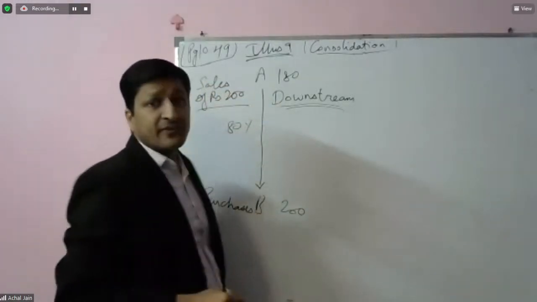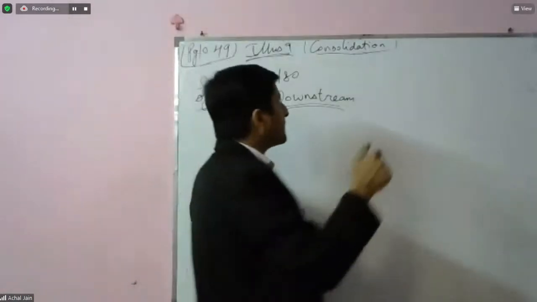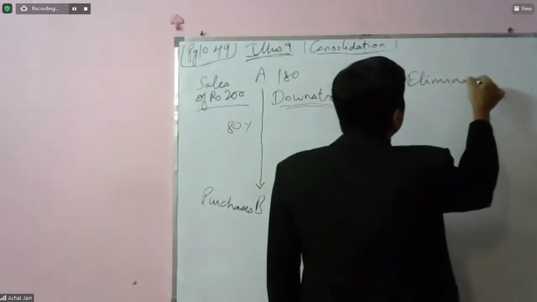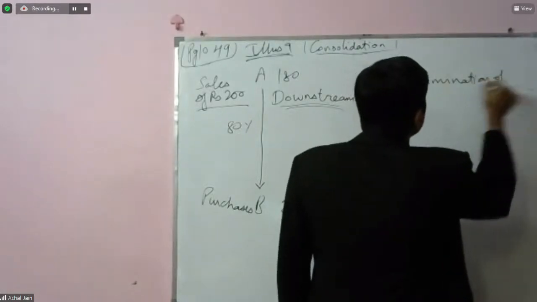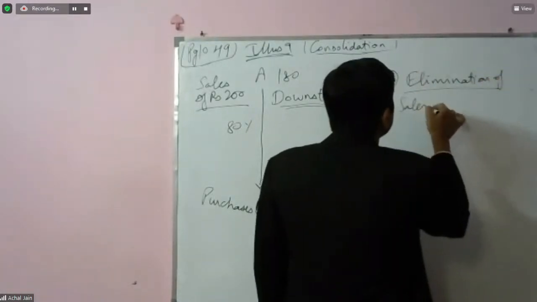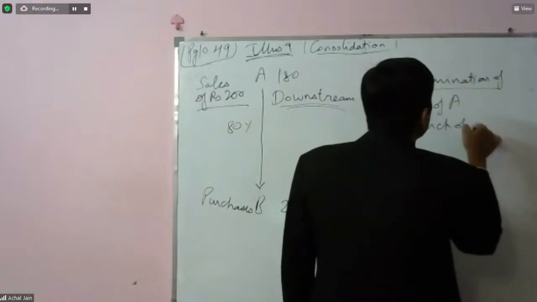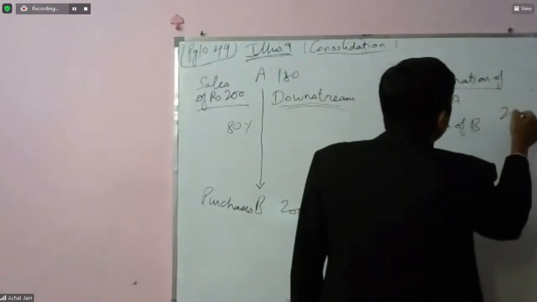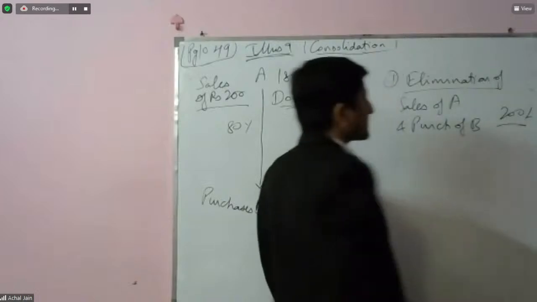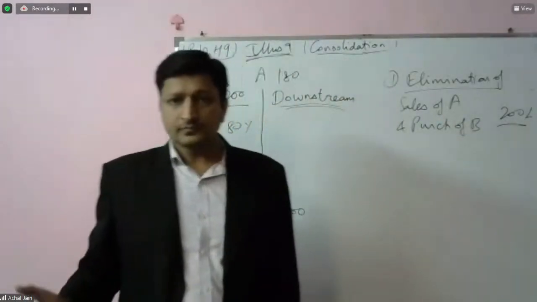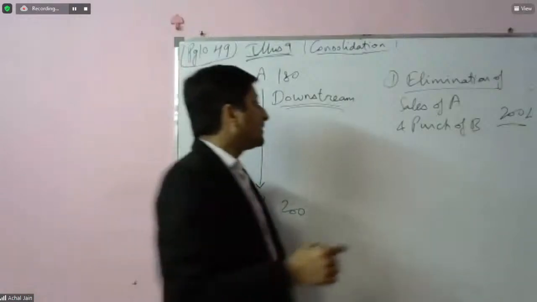In the consolidated financial statement, first adjustment will be elimination of sales of A and purchases of B equivalent to 2 lakhs. So this will be the first elimination. Clear?